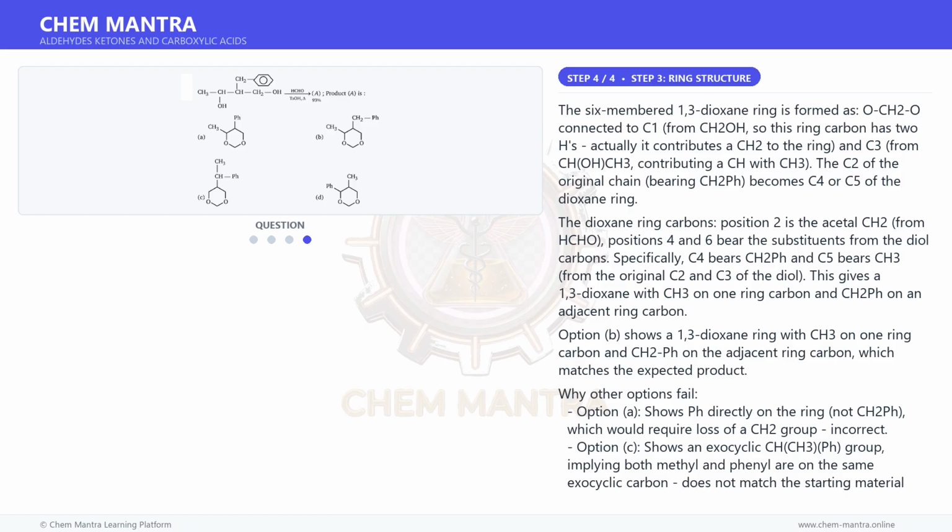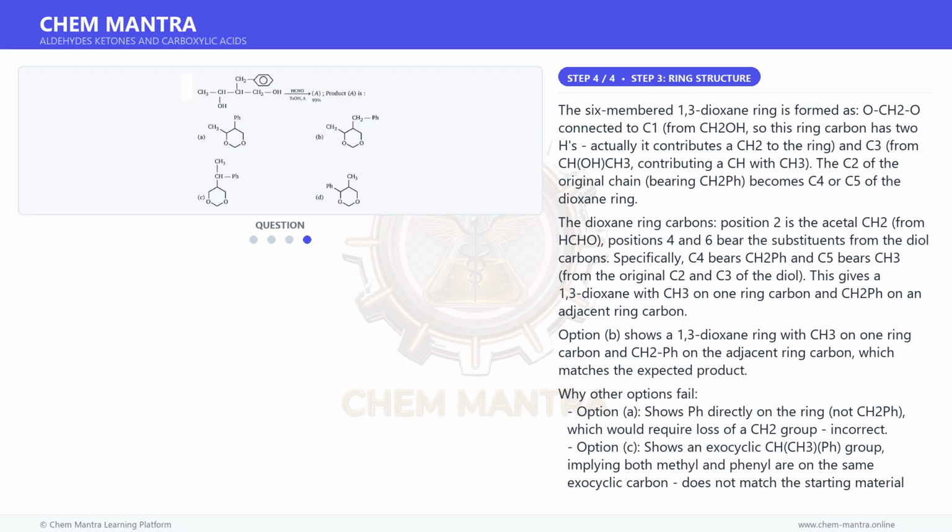Option B shows a 1,3-dioxane ring with CH3 on one ring carbon and CH2Ph on the adjacent ring carbon, which matches the expected product. Why other options fail? Option A shows Ph directly on the ring, not CH2Ph, which would require loss of a CH2 group. Incorrect. Option C shows an exocyclic CH3Ph group, implying both methyl and phenyl are on the same exocyclic carbon, which does not match the starting material connectivity.